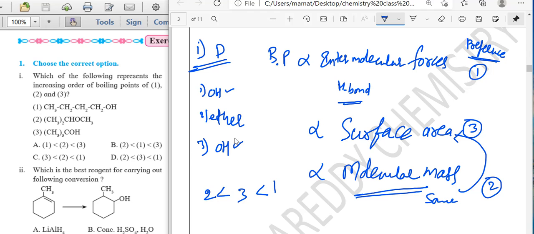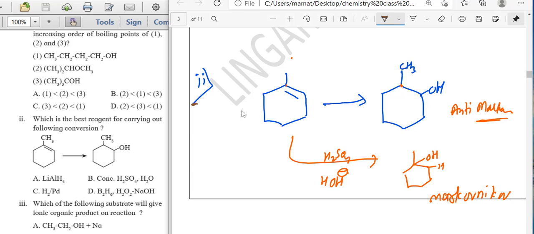Next, question number 2. This alkene is converting into alcohol. This is the Markovnikov product. This is anti-Markovnikov product. If you take diluted H2SO4 and water, you will get OH at tertiary position. That is Markovnikov product. But we have to get anti-Markovnikov product.